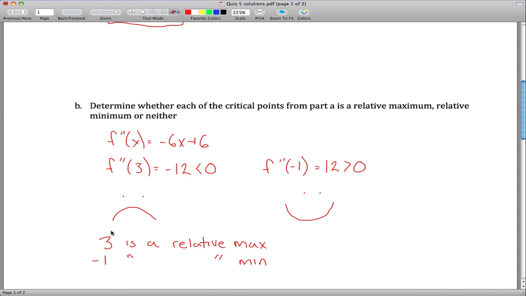So I guess that's it. That's our answer to part B. See if I can draw a box around it. And we'll move on to number 2.